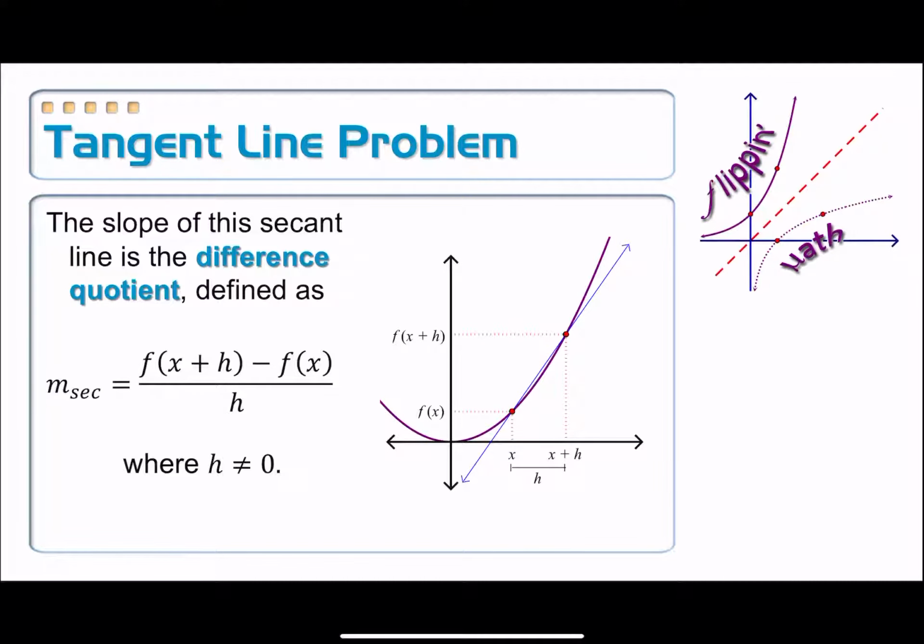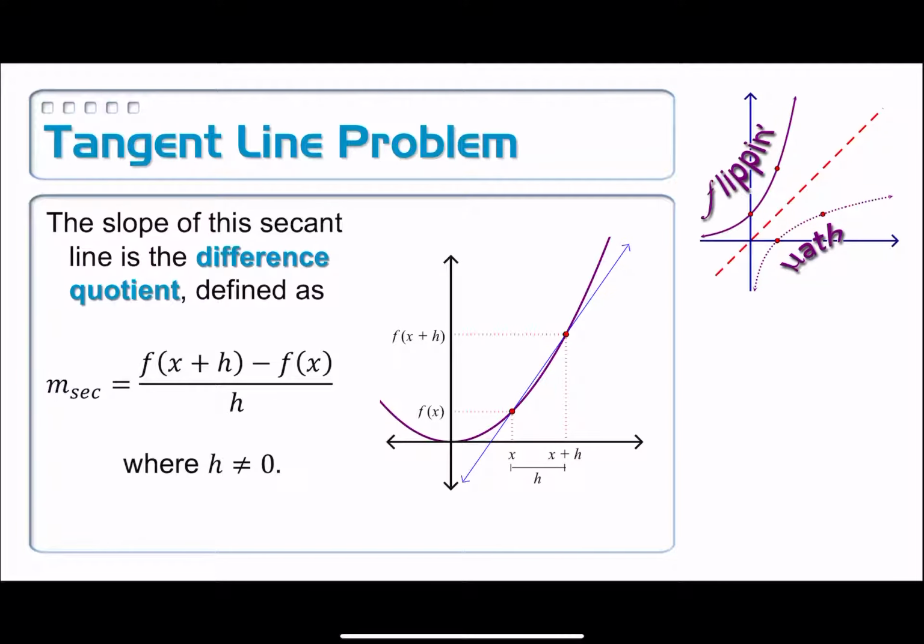What does this thing represent? What does this h represent? It is the small little increment that I have to go to the right by. It could be to the left. This picture goes to the right by some small number in order to get a second point on the graph in order to calculate the slope of that secant line.